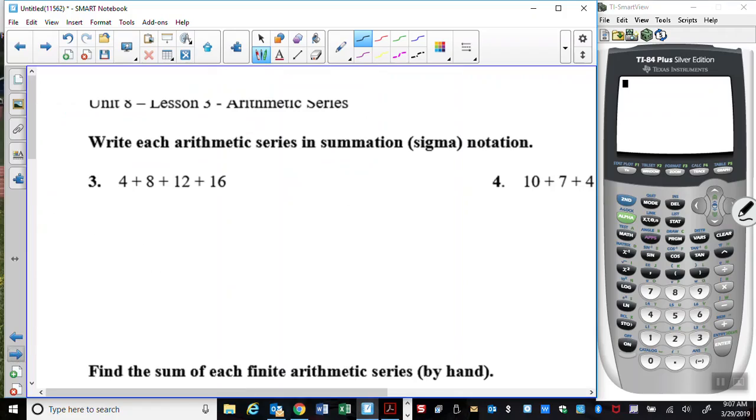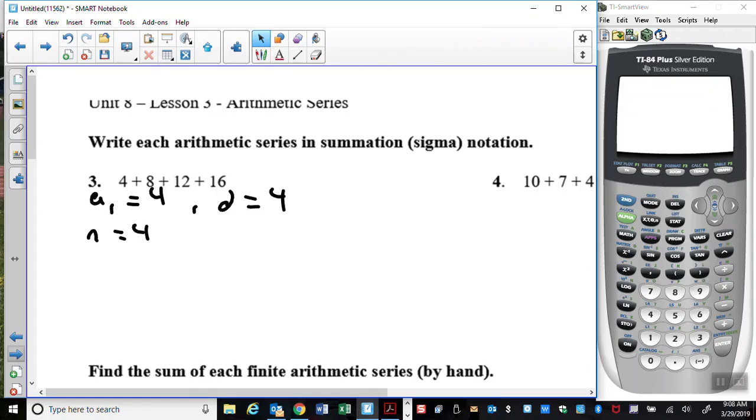So we have a series. Now let's write it in sigma notation. We need some information here. We need a1, we need d, and we need n. There are 4 terms, so n equals 4. The first term equals 4. The difference between each term is also 4. That is a coincidence; that won't always happen.